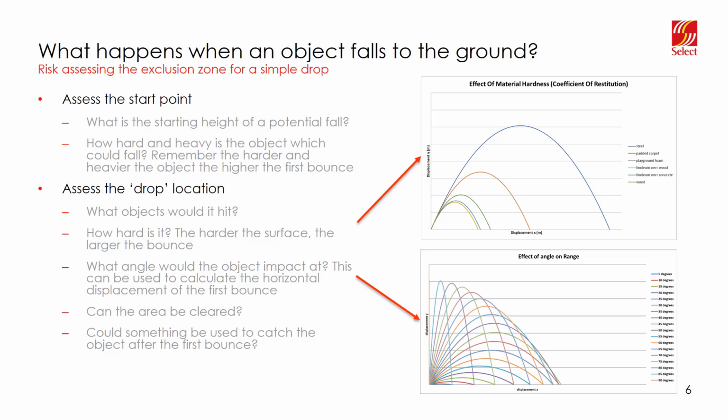Now remember, we're only calculating the distance to the first bounce. It's important to consider what happens after that. Is there an edge it could fall over? If so, we need to protect it. We also need to look at the rest of the area to consider where it's going to go after that first bounce.